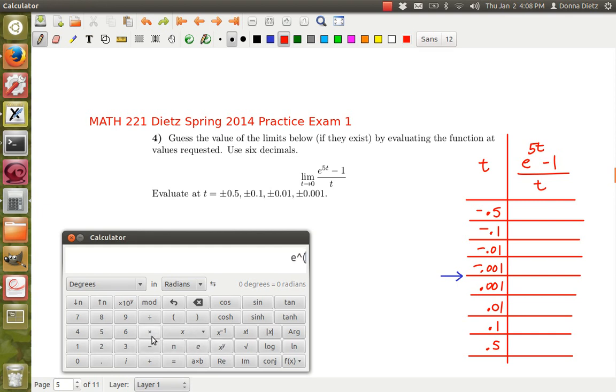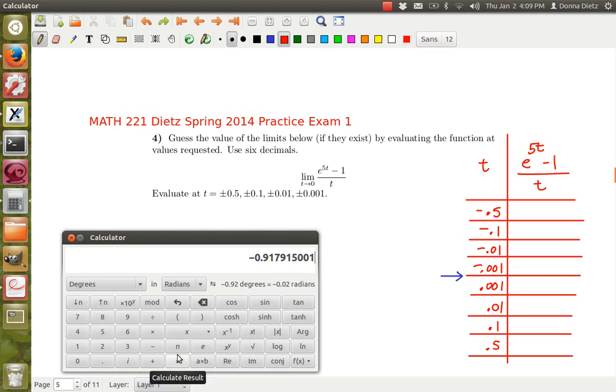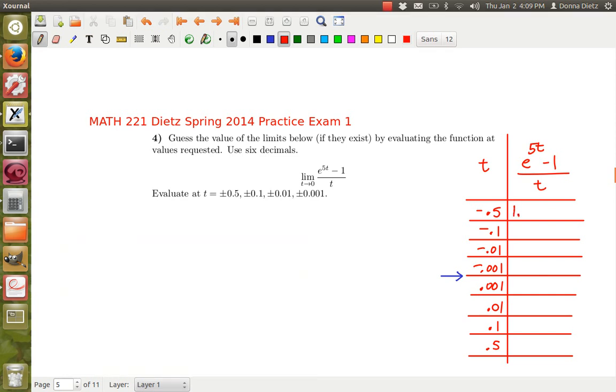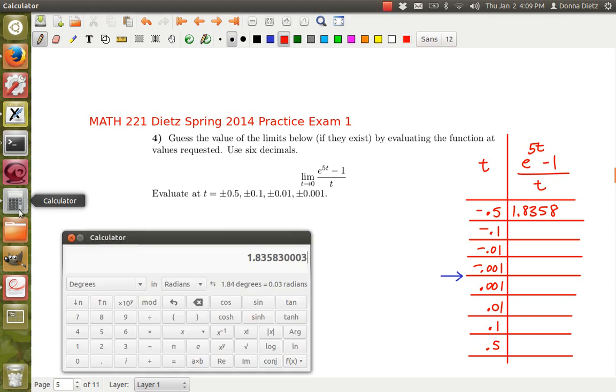So we type in e to the power of 5 times t. So it's going to be, in this case, minus 2.5. I'm going to subtract 1. And then I'm going to divide by t. I get .8358. And it says use at least 6 decimals.